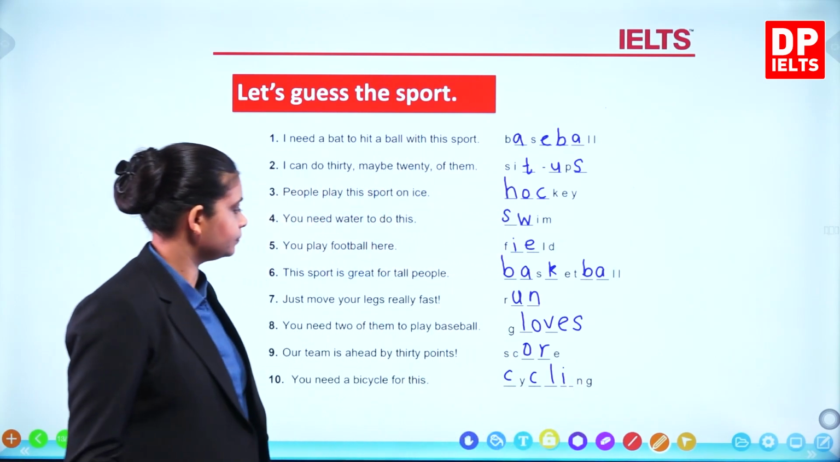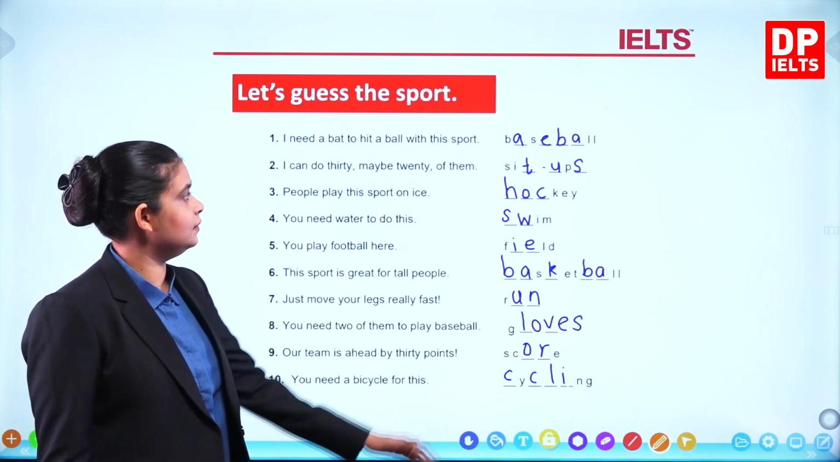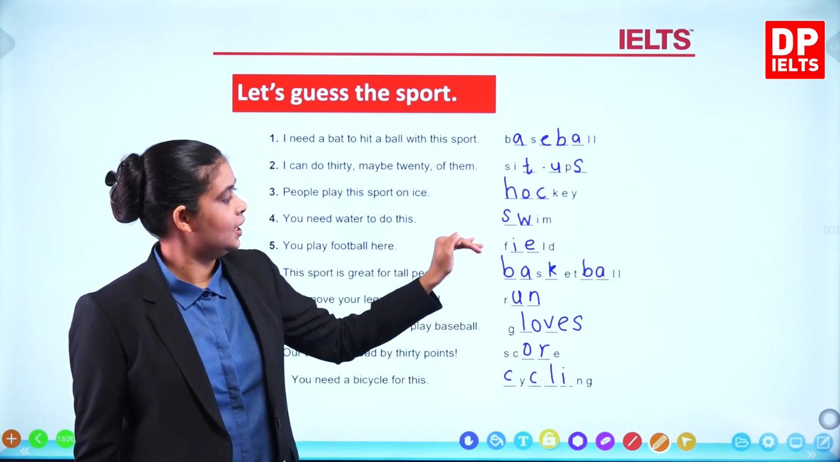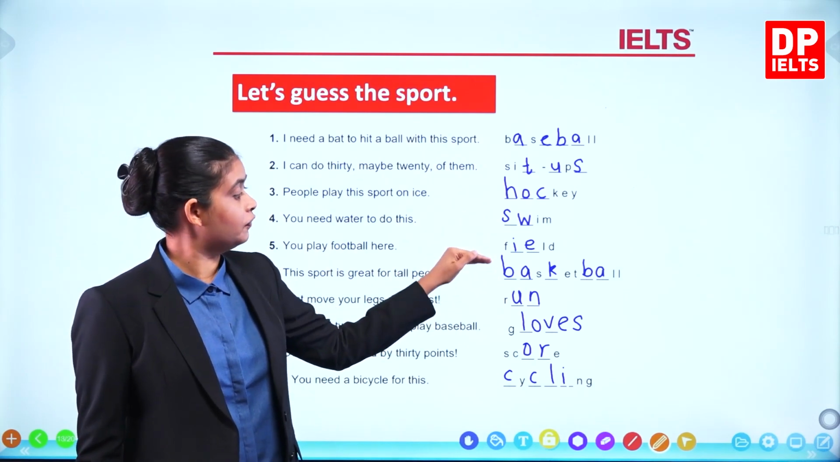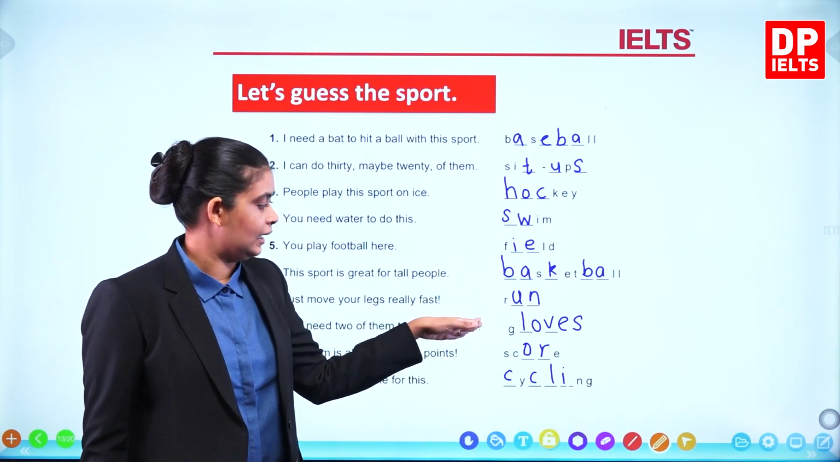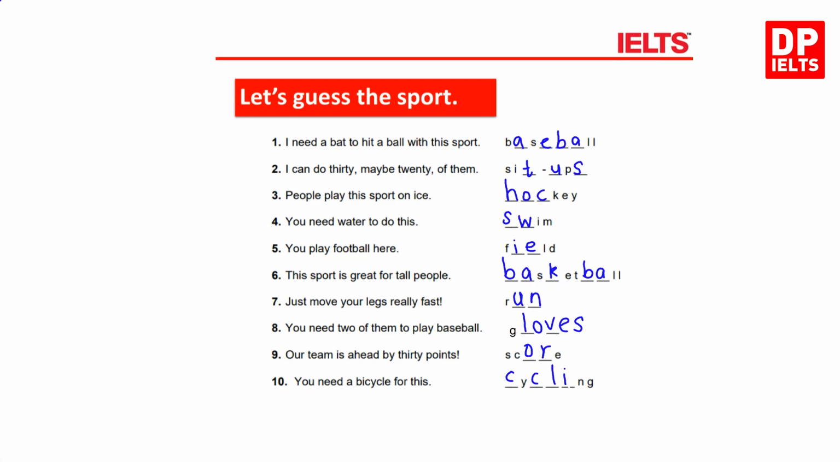Okay. Right. So let's have a look at the words again. Baseball, sit-ups, hockey, swim, field, basketball, run, gloves, score, cycling.